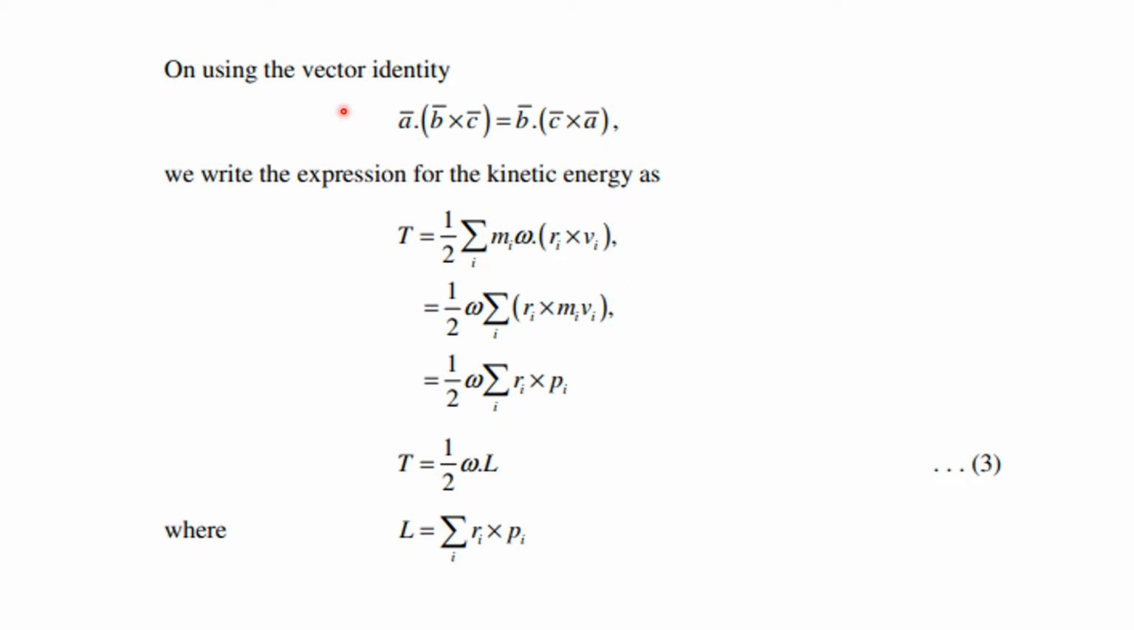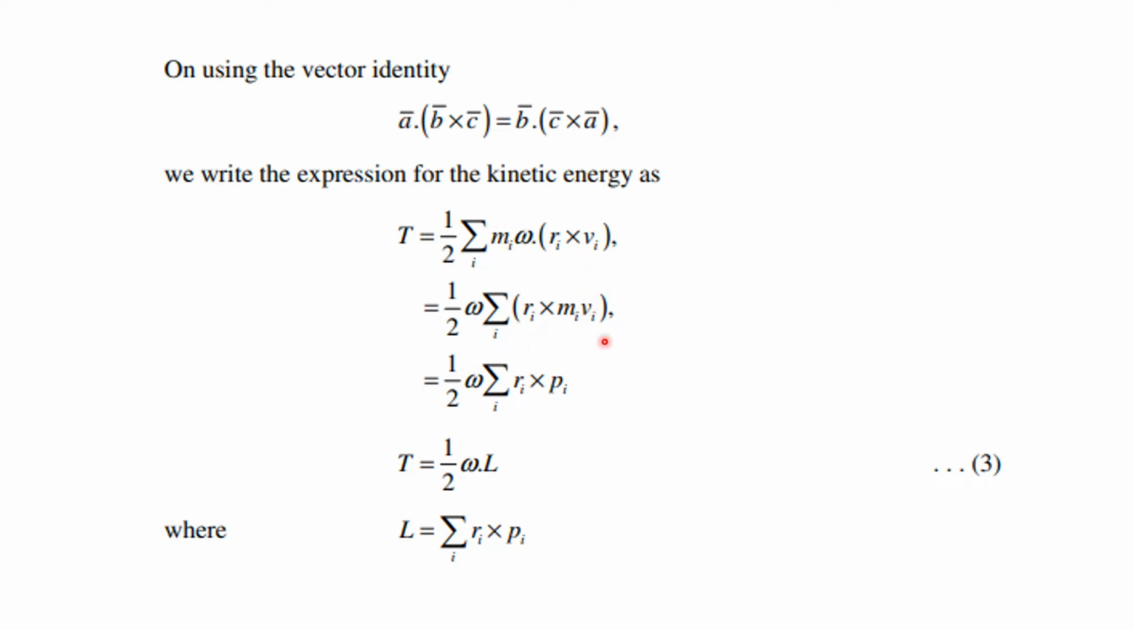On using the vector identity for the vector triple product, a dot b cross c is equal to b dot c cross a, we write the expression for the kinetic energy as T = 1/2 summation i mi omega dot ri cross vi. From here, 1/2 omega is written out of the summation, then the product becomes summation i ri cross mi vi, as mass is constant and can be taken inside the cross product bracket.